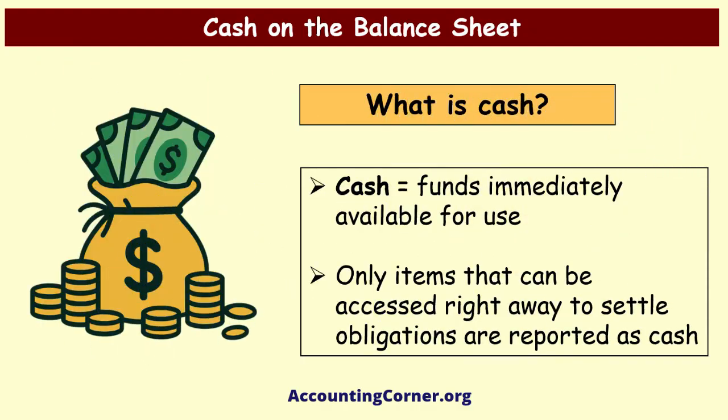Let's revisit what exactly is cash on the balance sheet. Cash refers to funds that are immediately available for use. This includes money that a company can access right away, without restrictions. Only those items that can be used instantly to settle obligations are reported as cash. If the funds cannot be accessed immediately, they will fall under other categories, not cash.